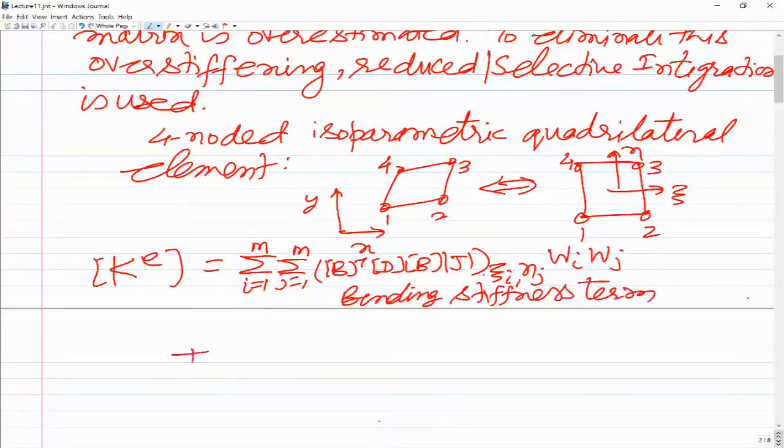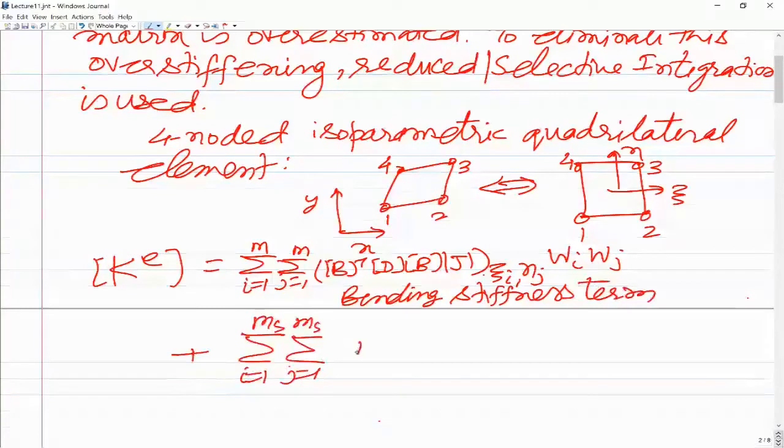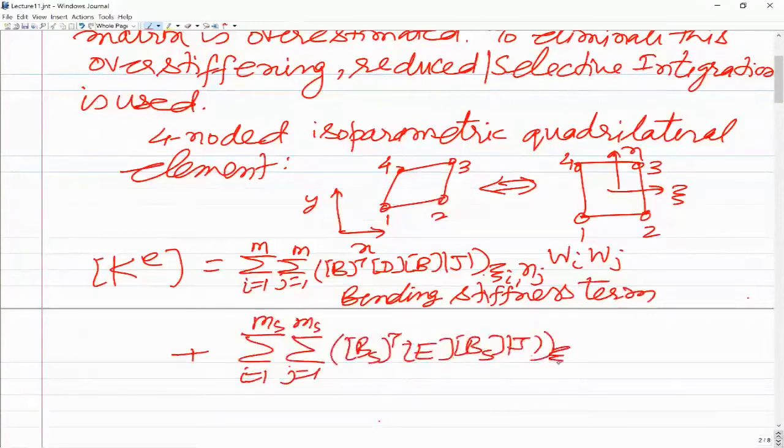Plus we have another term which comes from the transverse shear stiffness: sum over i equal to 1 to ms, j equal to 1 to ms, of Bs transpose E Bs determinant of J, evaluated at xi i, eta j, into wi wj, and this is the transverse shear stiffness term.